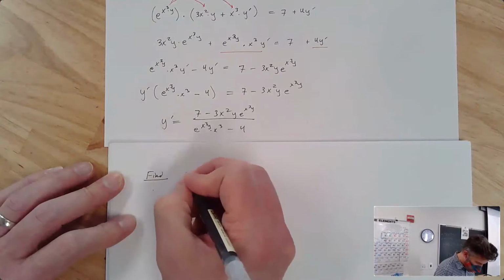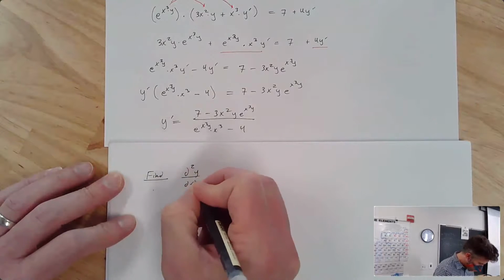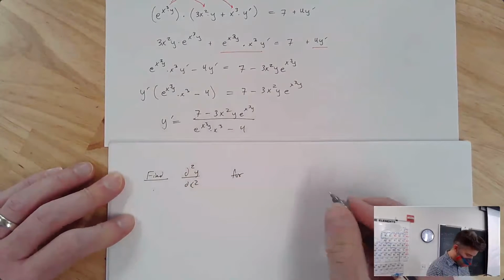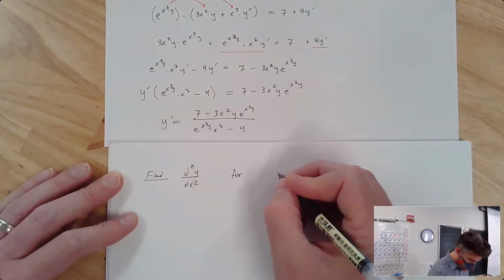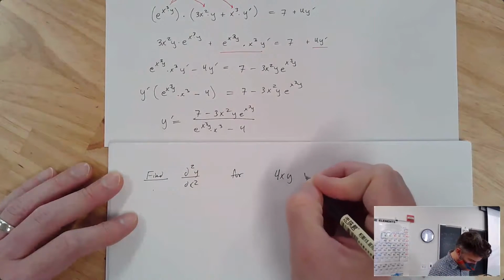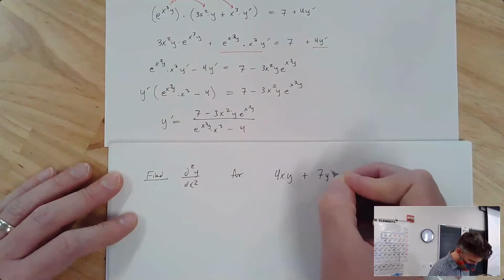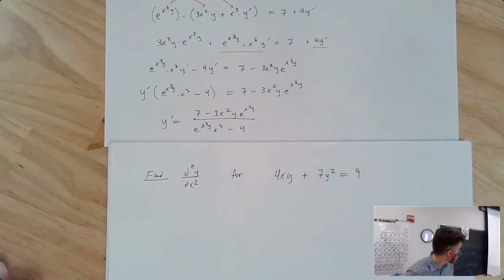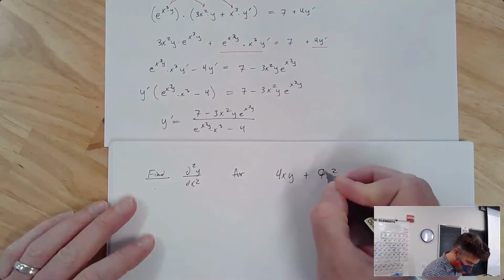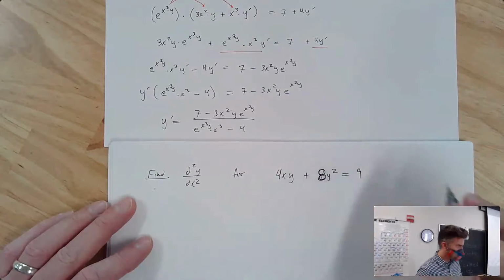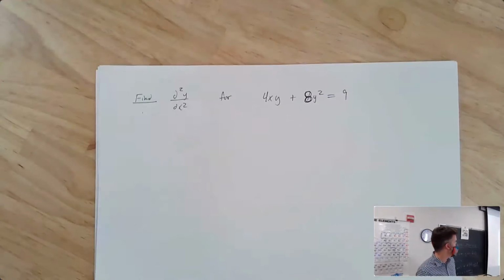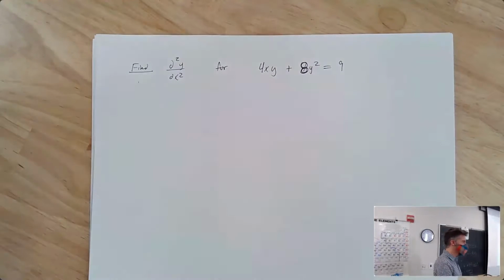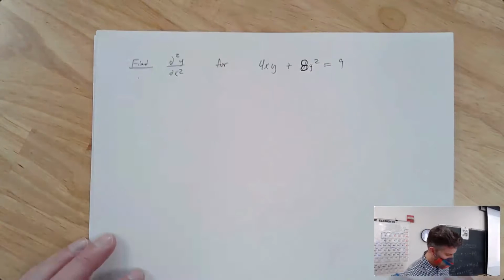the second derivative for the equation, I don't know, 4xy plus 7y squared equal to 9. I'm going to make my life a little easier, I think, and make this 7 an 8. I think something might divide a little bit more nicely if I do that. So how do we find the second derivative? Well, to find the second derivative, you almost always have to find the first derivative first. So let's go ahead and find the first derivative.